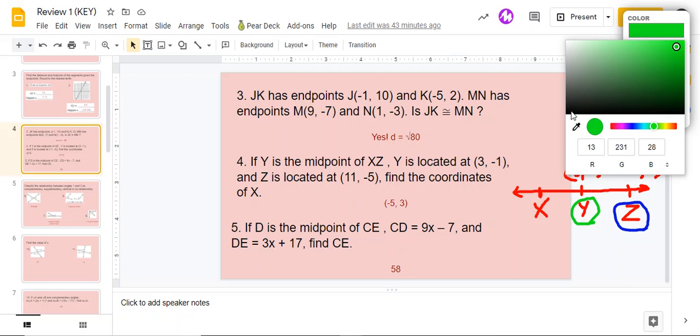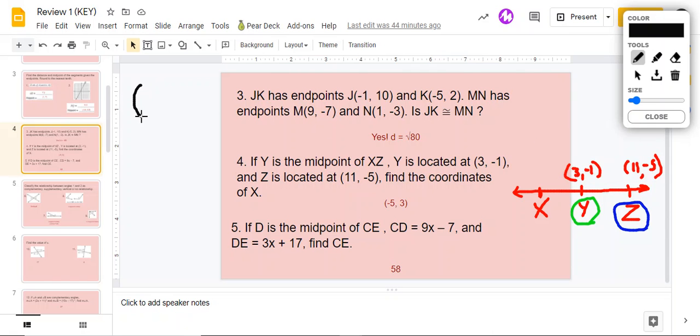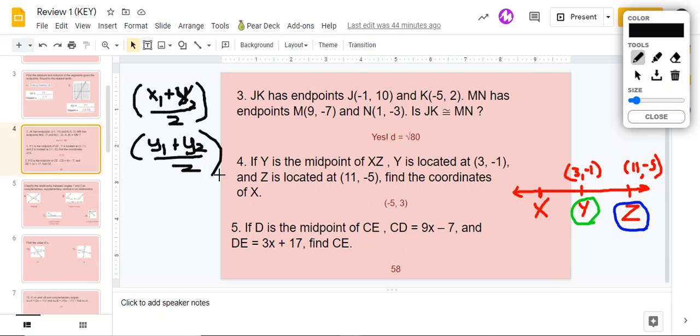Okay, so the midpoint formula is basically taking an average of the two. If I want to find the midpoint between 2 points, I take x sub 1 plus x sub 2, excuse me, and then divide it by 2. And I do the same thing with y. It's y sub 1 plus y sub 2, divided by 2. And that'll give you the midpoint. It's just an average of those 2 points.